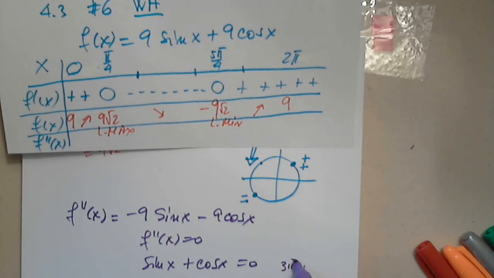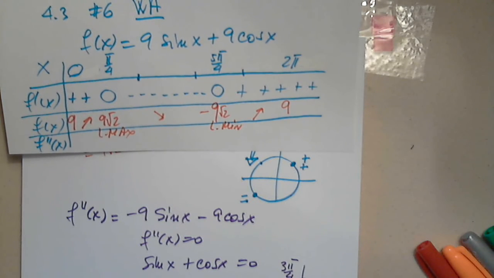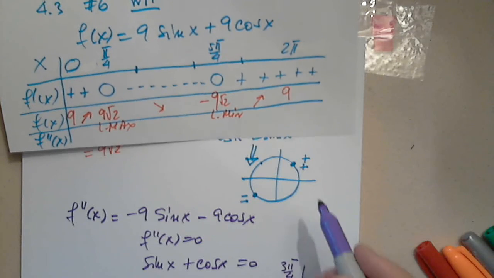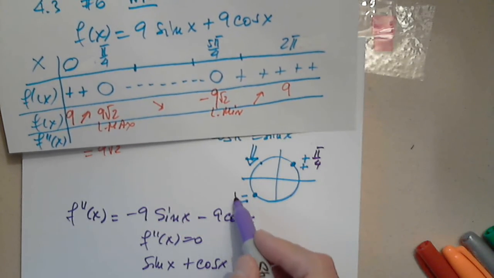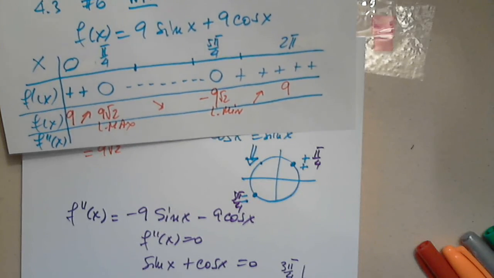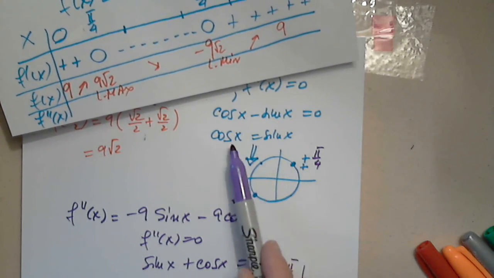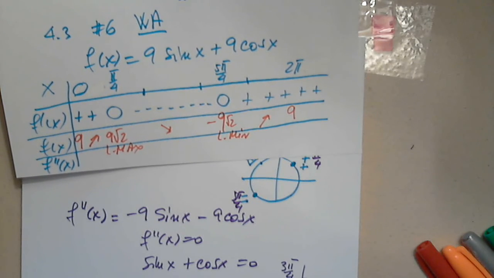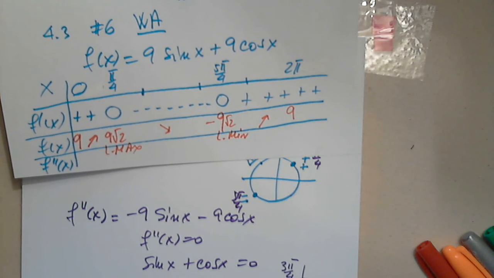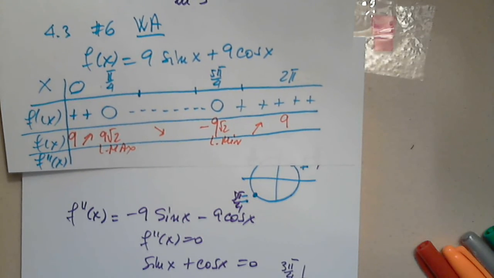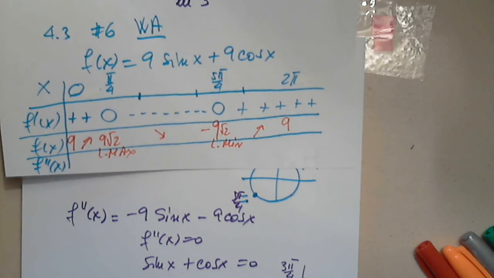At 3 pi over 4 and 11 pi over 4. So this one was at pi over 4 and 5 pi over 4, where both had the same sign, either both positive or both negative. But here they have to be opposites. Same value, but opposite, the square root of 2 over 2, in other words. This is the only angle that does that.